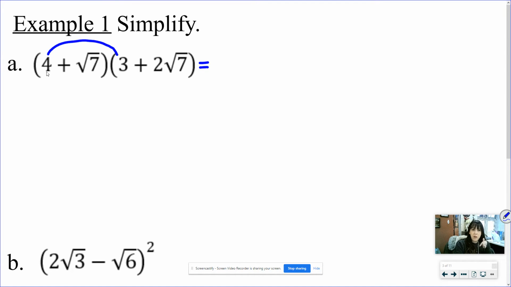So this is what I mean. 4 times 3, those are just both regular numbers. So you would multiply them and you get 12. But when you go to this step, 4 times 2 radical 7, you're actually only going to multiply the two constant or coefficient values. So you would get 8. And then there's no other radicals except radical 7, so that'll just stay radical 7.